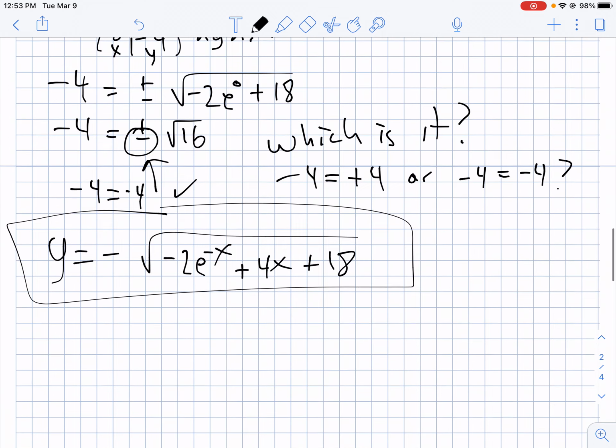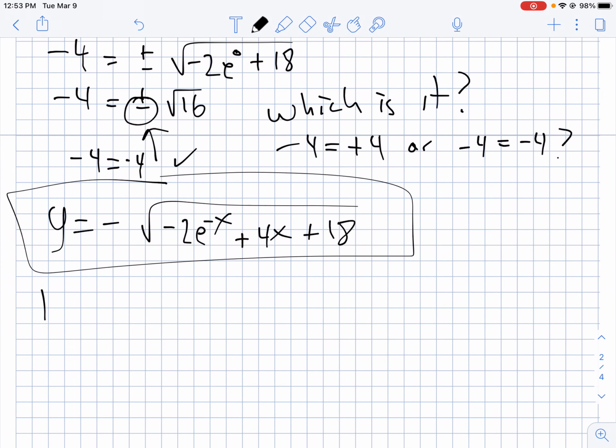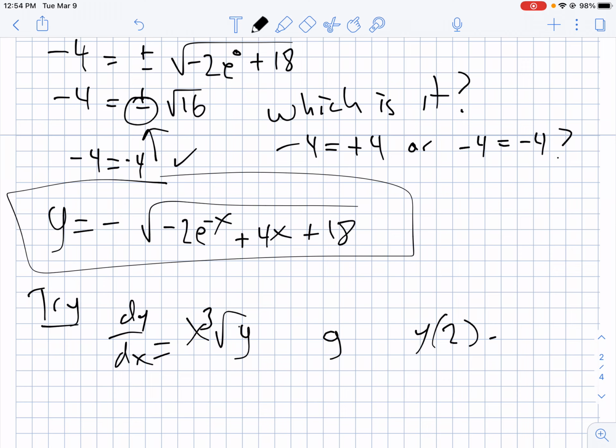Okay, so I'll just try one more really quick. Maybe you can try this on your own. So let's say dy/dx equals x cubed square root y, and you're given that y of 2 is equal to 1, and I ask you to find the particular solution. Maybe go ahead and pause the video and try to do that problem on your own.